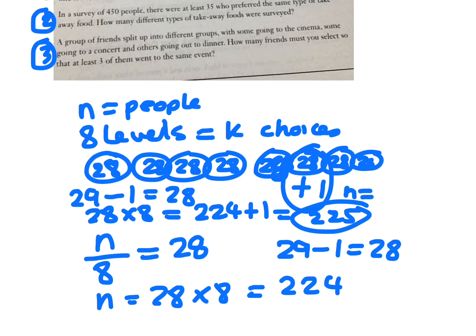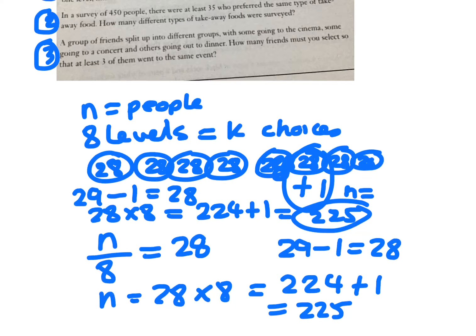So 28 times 8 is 224. If you had one more, that would guarantee that there'd be at least 9, not 8 in each thing. The n on 8 would have to be less than 29.